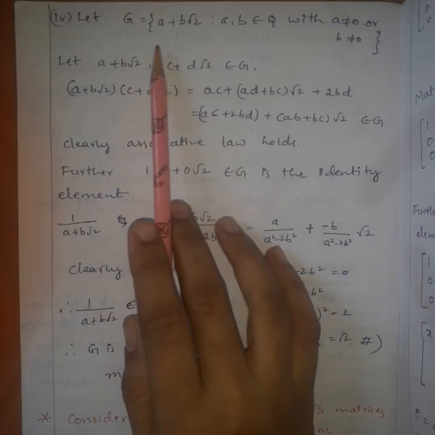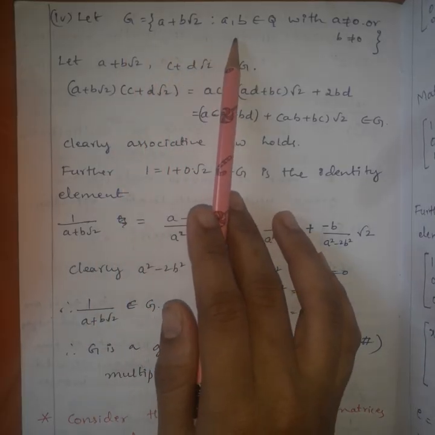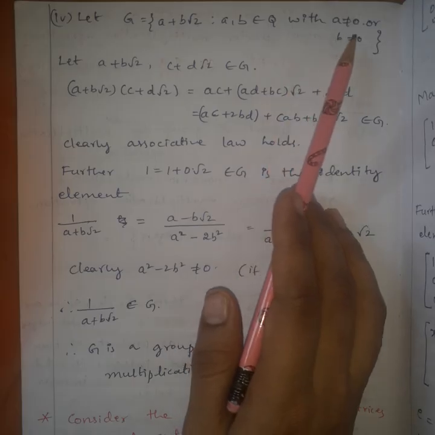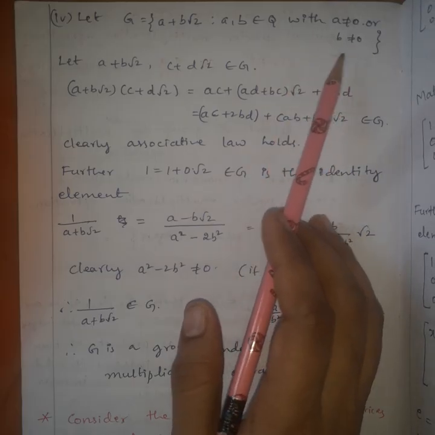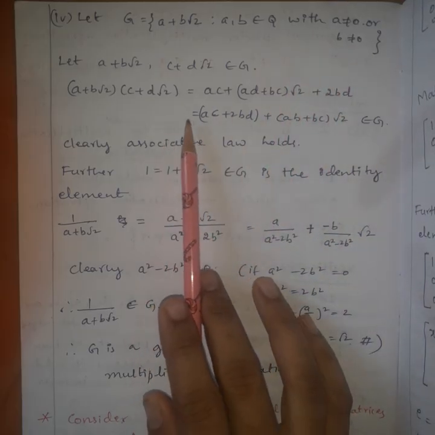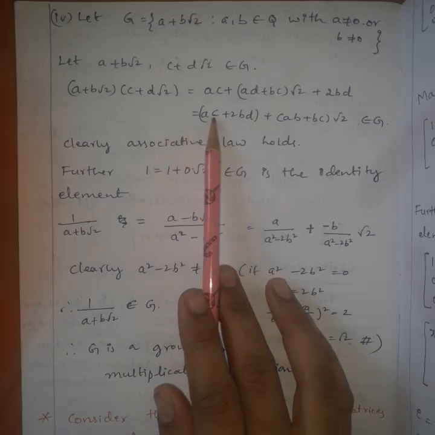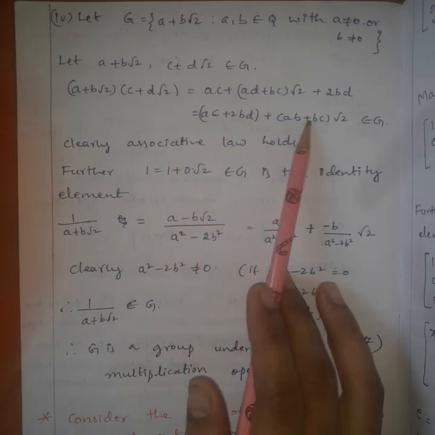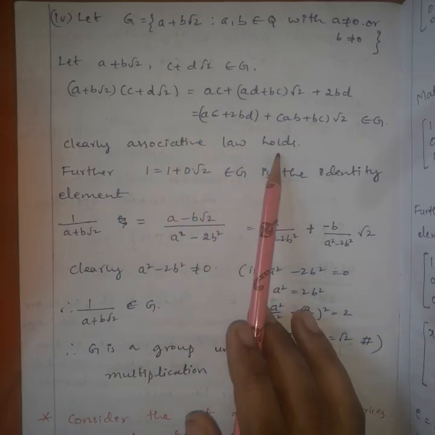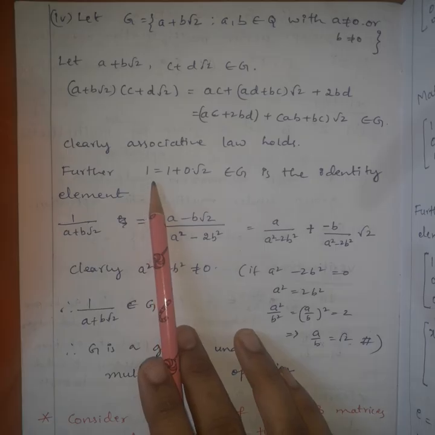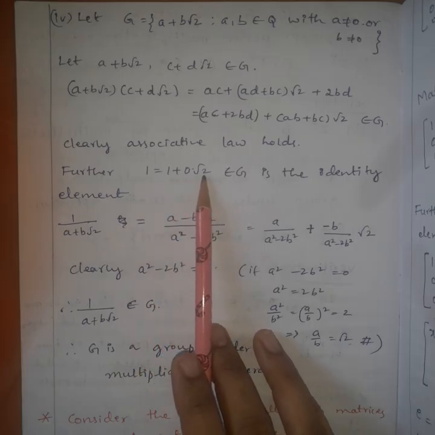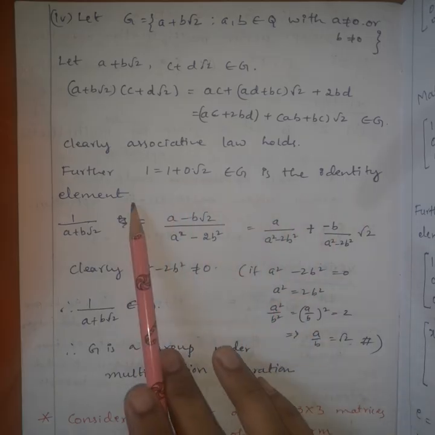Next, let G equal a plus b root 2, where a, b are rationals with a not equal to 0 or b not equal to 0. Clearly, the commutative law and closure property hold. Also, the associative law holds. The identity element 1 can be written as 1 plus 0 into root 2, which belongs to G, so it is the identity element.